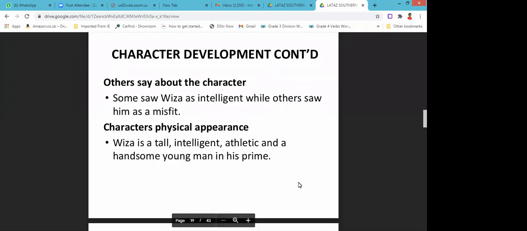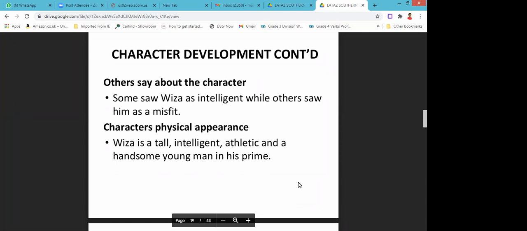And now we look at what others say about the character. Some call Wiza intelligent, while others say he's a misfit. They can't understand him, and this makes him rather odd in school.